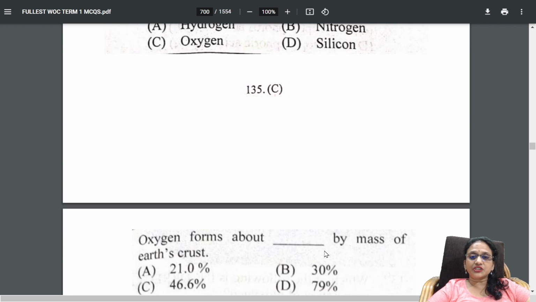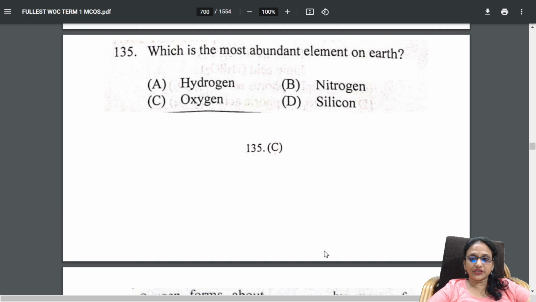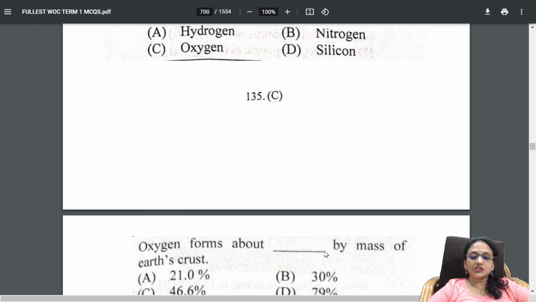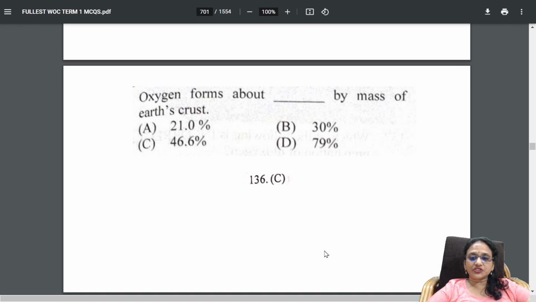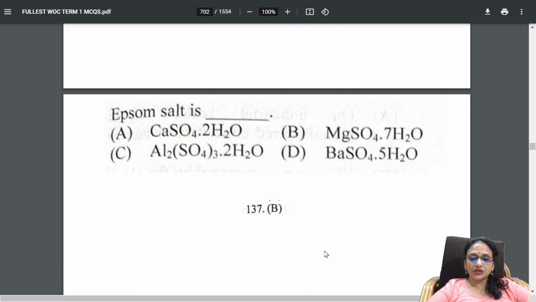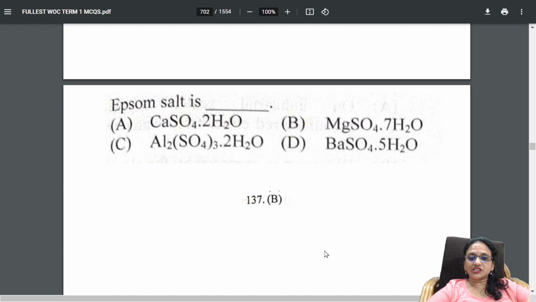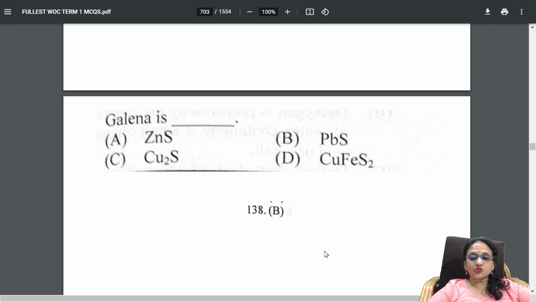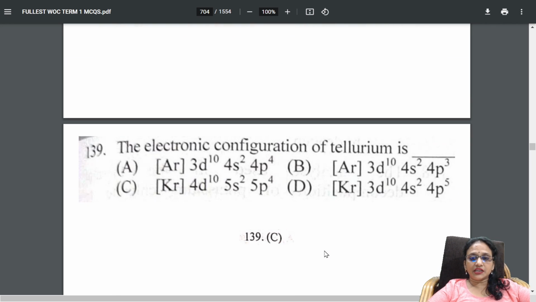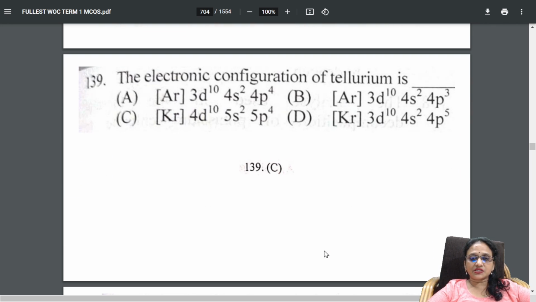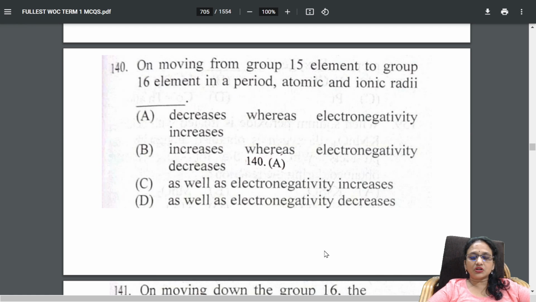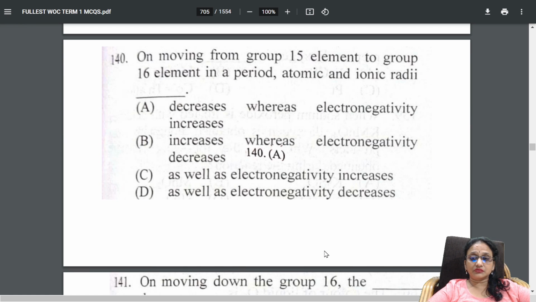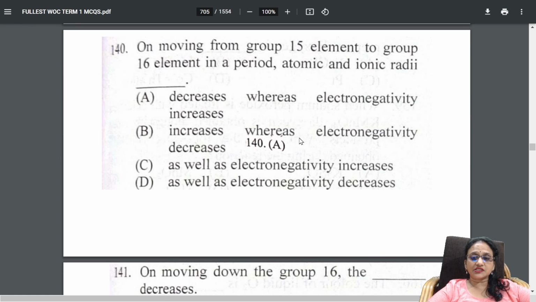So now we are entering into group 16, oxygen. Okay, right. From 135 questions, we are starting with group 16, oxygen. So here again, an abundance question is given to you. What are the occurrences? What actually is Epsom salt? Earlier there was what is stibnite, like that. So galena is what? Electronic configuration question is asked. What are the trends of? Answer is given here.